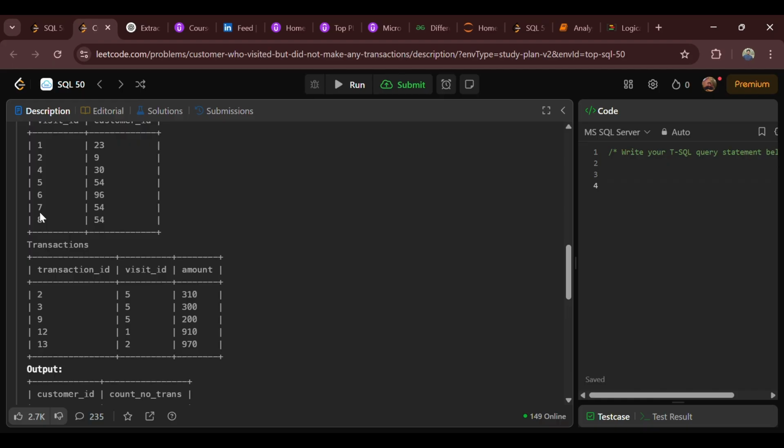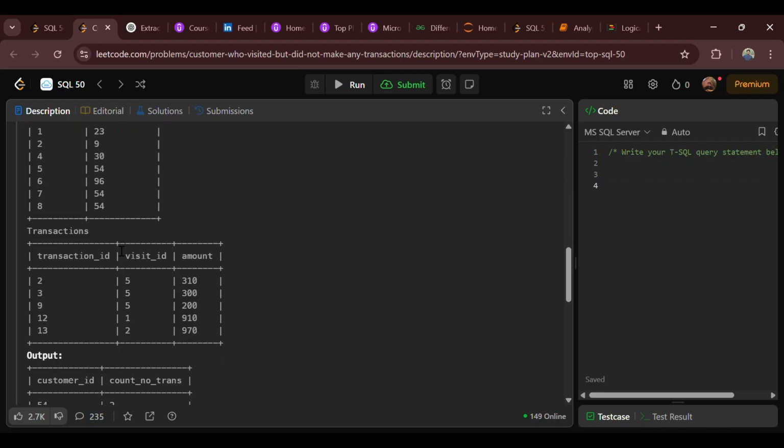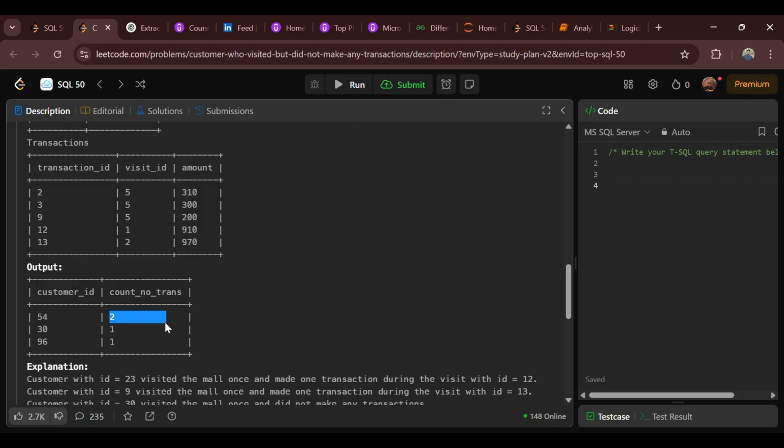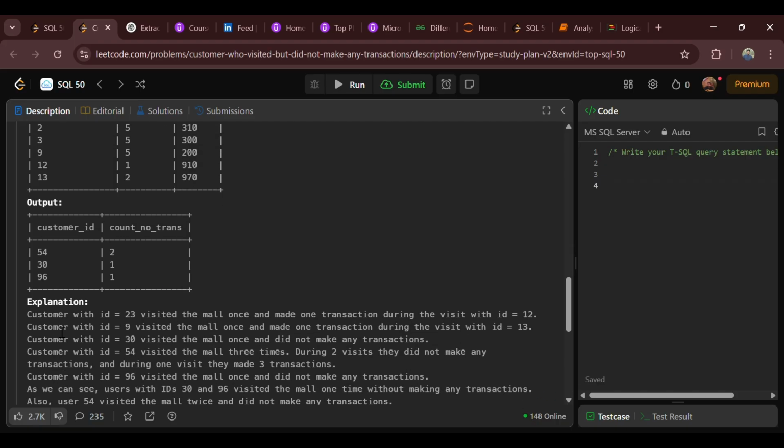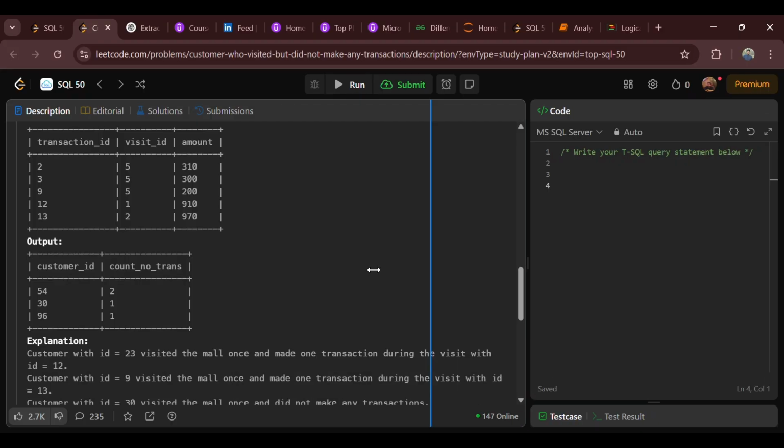And similarly for 7 and 8, widget id 7 is also not present here, so 54 is here, right? And the count is 1. And similarly for widget id equal to 8, it is also not present here, so 54 again gets 1, so 1 plus 1 is 2, so the count of 54 is 2. That is the explanation given here. Now let's understand how we can achieve this.